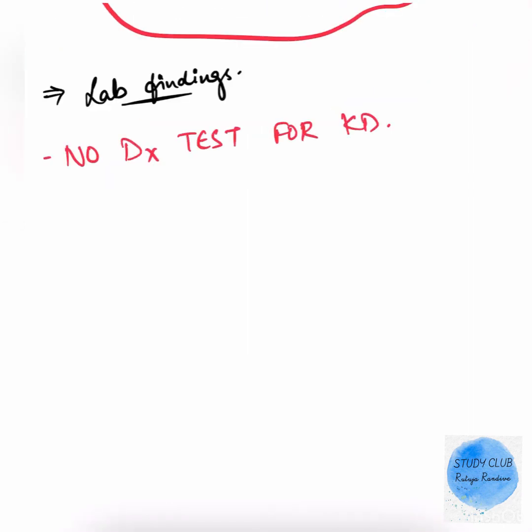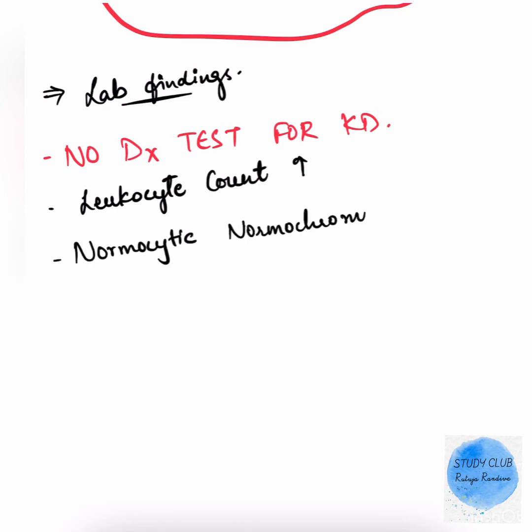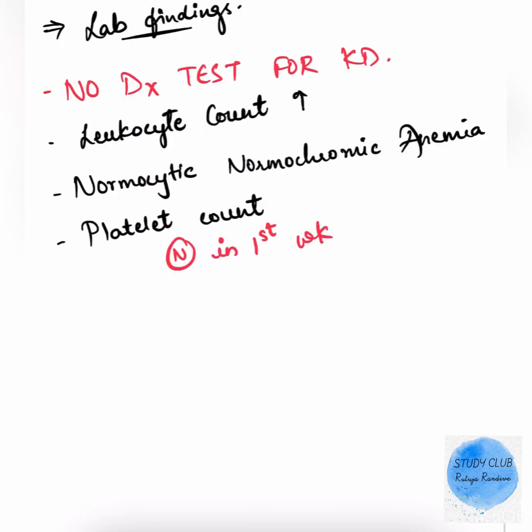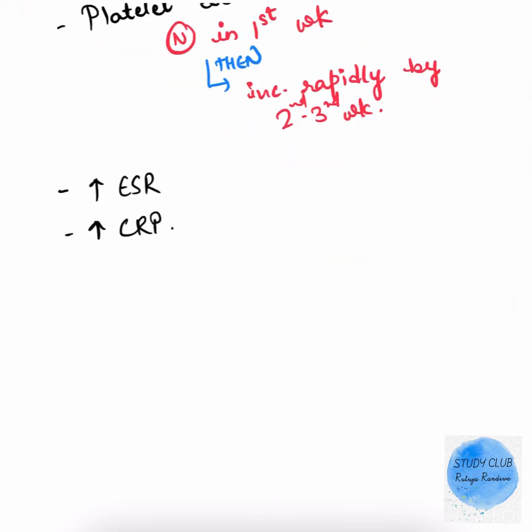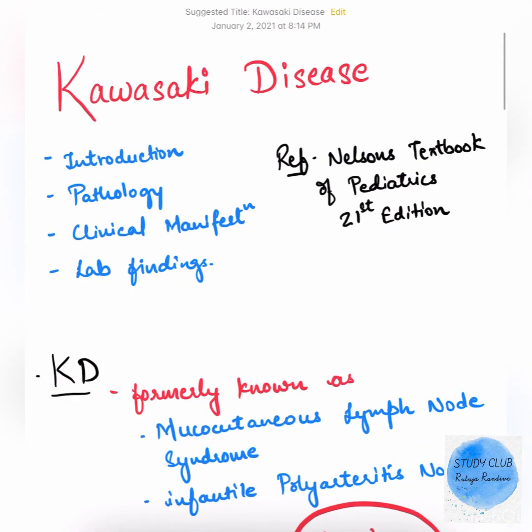Now the lab findings. There is no diagnostic test, but basically the leukocyte count is elevated, and normocytic normochromic anemia is seen. The platelet count is normal in the first week, but then it increases rapidly by the second to third week. ESR and CRP are also elevated.